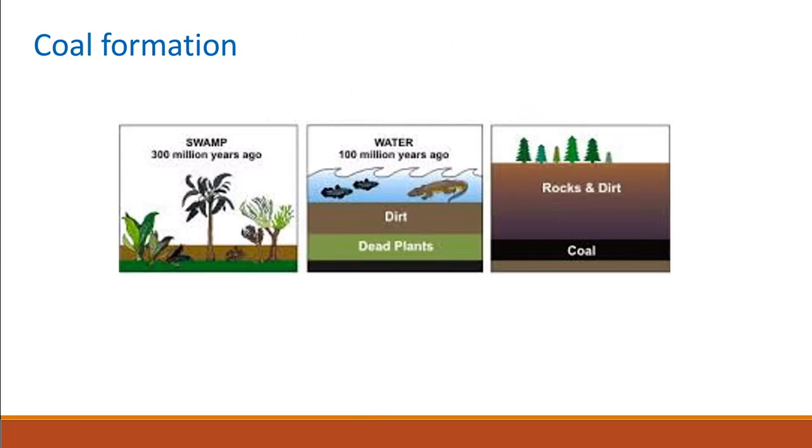Coal was formed differently, because coal is formed from the plants in the swamps from 300 million years ago. The dead plants were then covered by dirt and by rocks, and they were subjected to high pressure and temperature, and then they formed the coal.